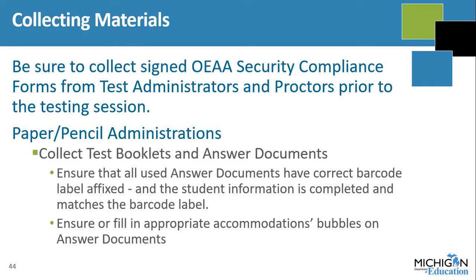For paper pencil administrations, all test booklets and answer documents must be collected. Any used answer document must have the correct barcode label affixed, and any accommodations used need to be filled in on the answer document. Also, be sure the student information is completed and matches the information on the barcode label, in the event the barcode label becomes damaged or falls off the document. The test administration manual includes detailed instructions for materials return.